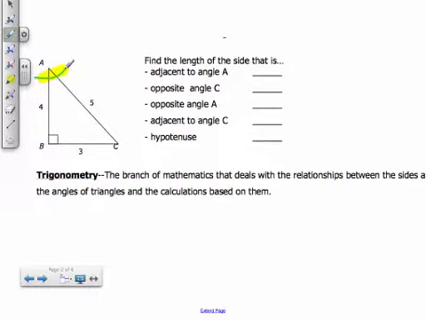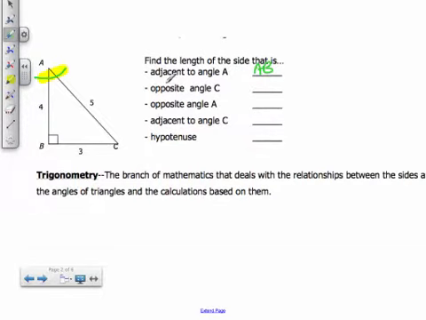Now there are two sides that are next to angle A. There's the side length of 5 and the side length of 4, but remember the side length of 5 is the hypotenuse and it will just stay the hypotenuse. We won't consider it the adjacent at all. So that means that the side that is adjacent to angle A is this 4, or side length AB. Okay, so we'll say that AB is the answer to this first question.